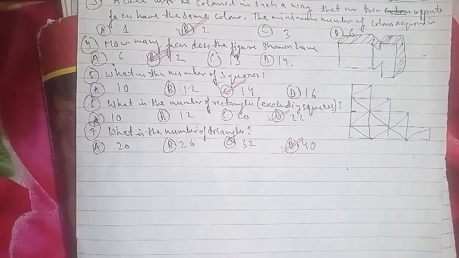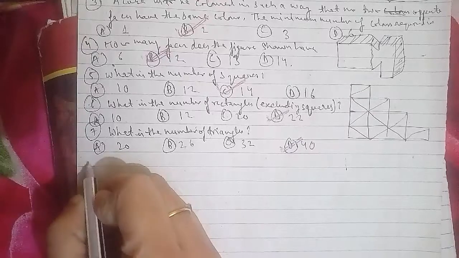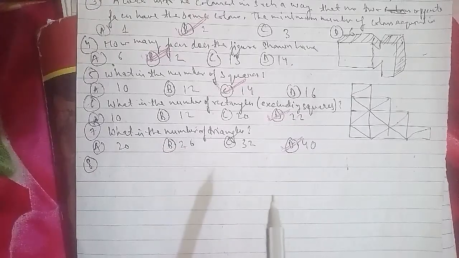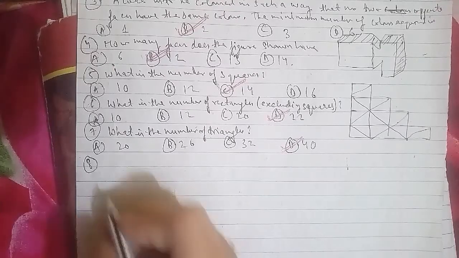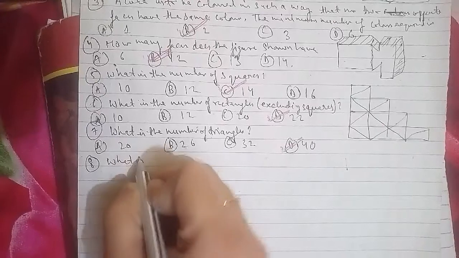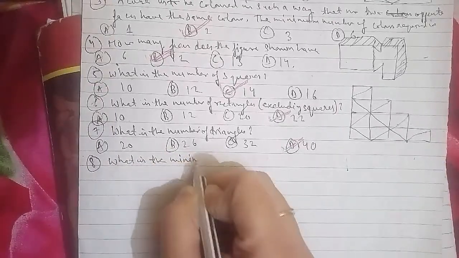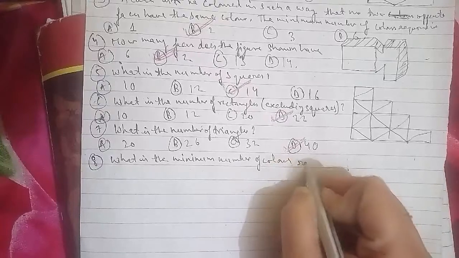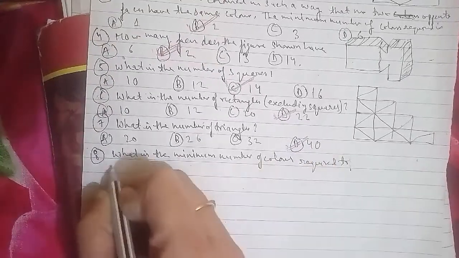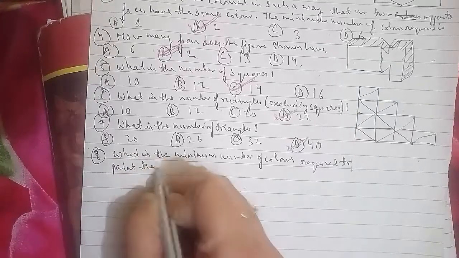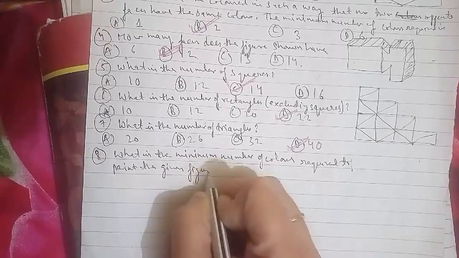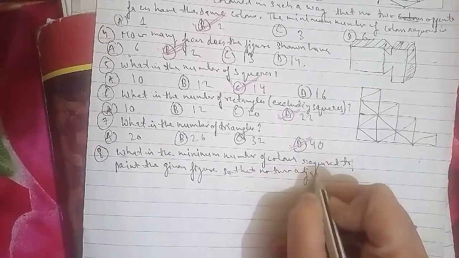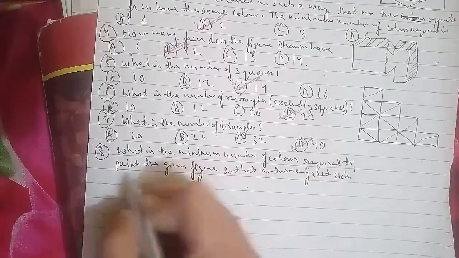We'll go ahead with the eighth question of the session. What is the minimum number of colors required to paint the given figure so that no two adjacent sides have the same color?